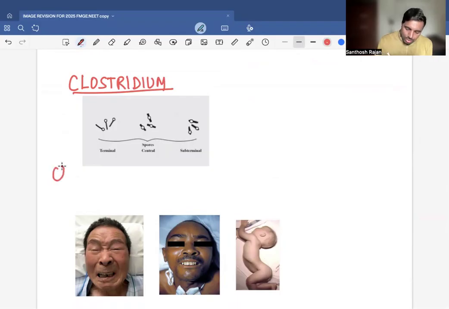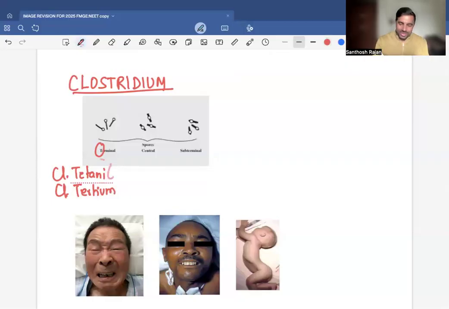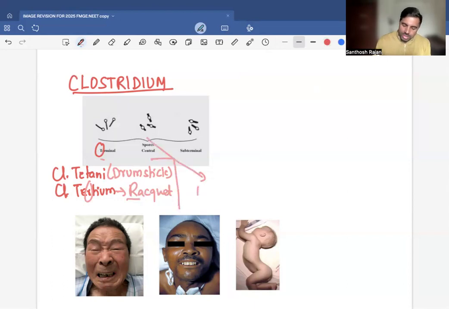Terminal. Again, two things. You have Clostridium tetani and Clostridium tertium. They can give any picture. So tetani is like a drumstick. Always say drum. Tek, tek, tek, drum. Okay, drumstick appearance. With a drumstick, you do what? Tet, tet, tet, tetani. But with tertium, there's R for racket. Tennis racket appearance. Okay, that's it.